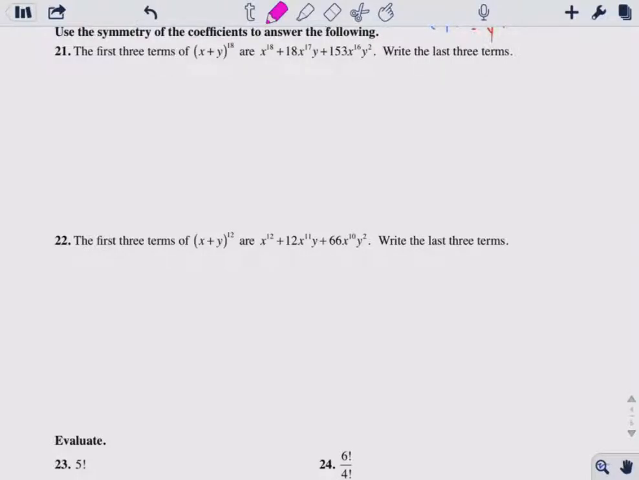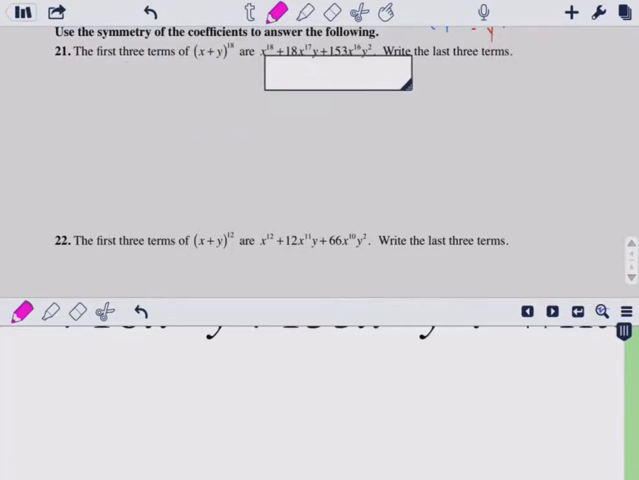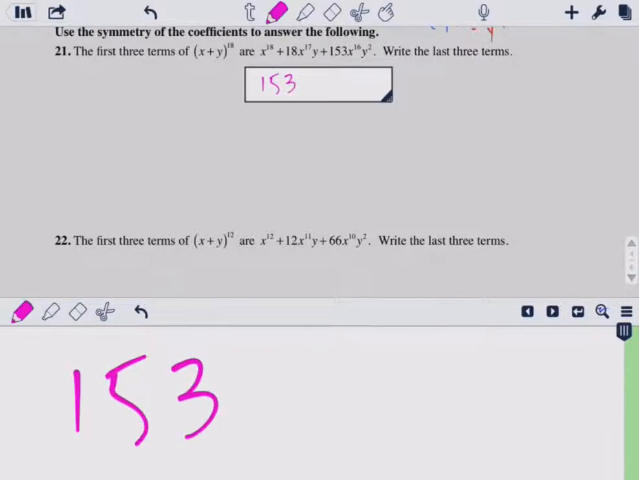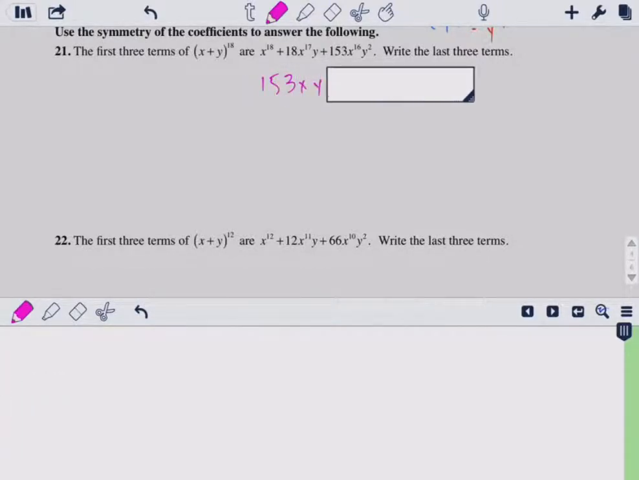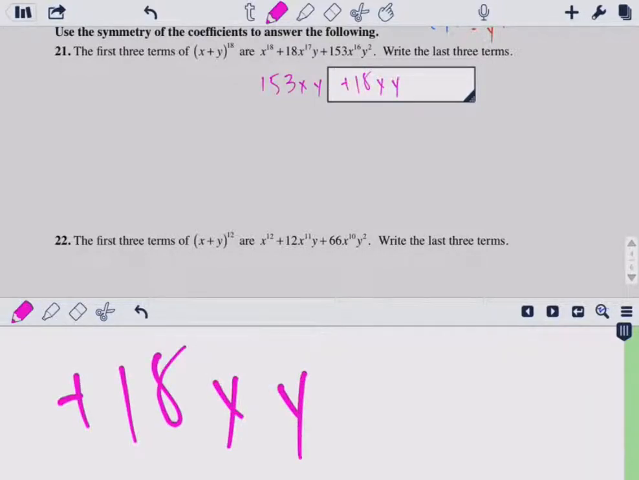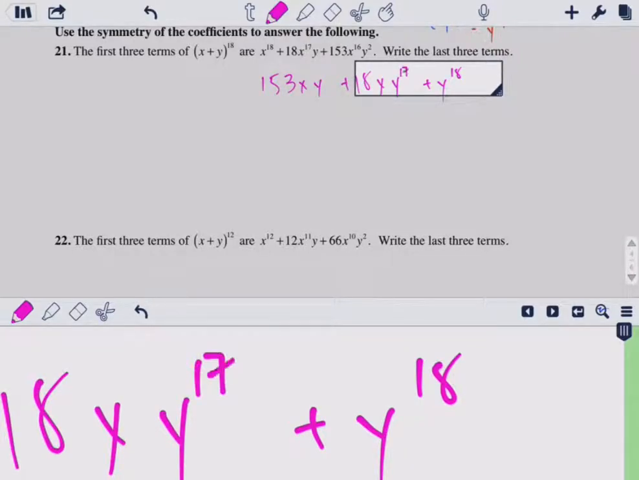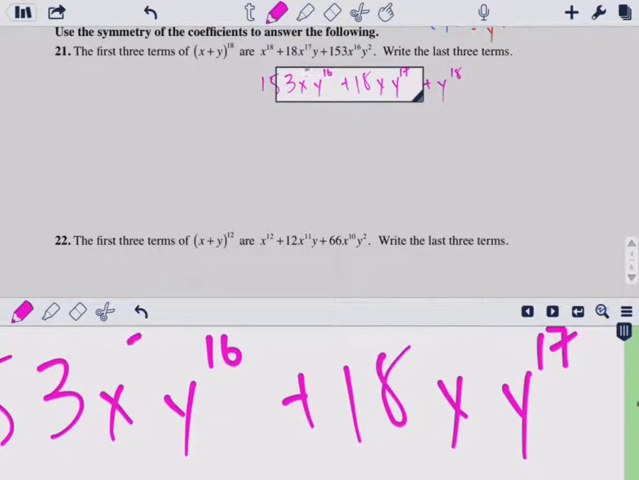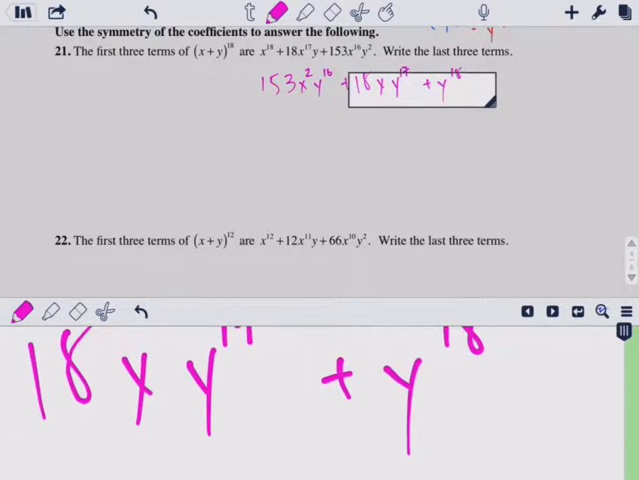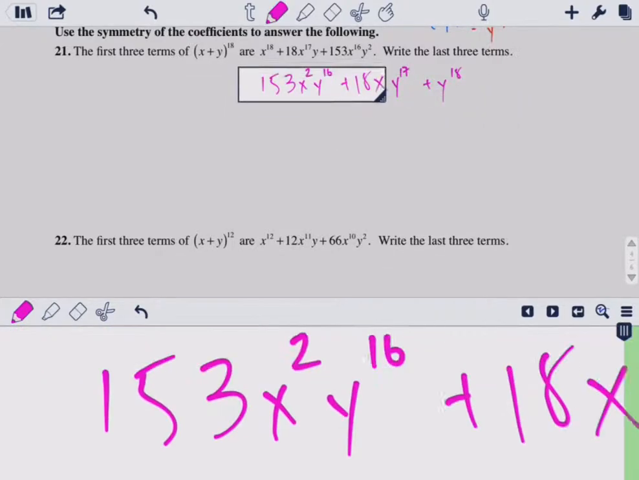Alright, so we're going to use the symmetry of coefficients to answer the following. Write the last three terms of this, if the first three are this. So we've just got to switch it and then figure out what our exponents are. Y to the 18th is fine. Remember, y's are counting up, x's are counting down. They have to add up to 18. And remember, this is an x, not a y. And that's it. Just switch them.